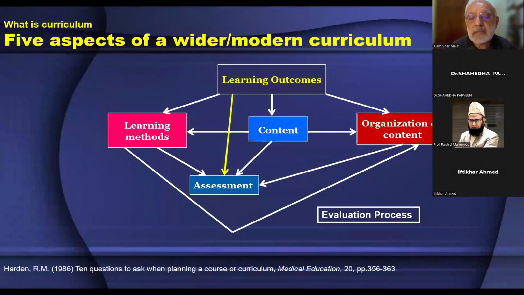Here is another diagrammatic explanation. It's an article by Ron Harden, the 5 aspects of a modern curriculum. On top is learning outcomes. Again, the learning outcomes would identify the content. They will also dictate the teaching-learning methods and help and guide to organize the content and the assessment as well.